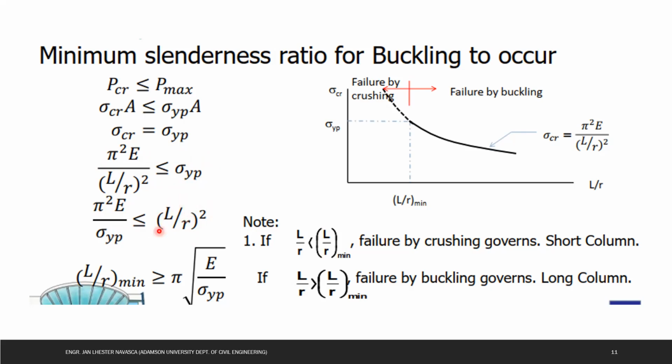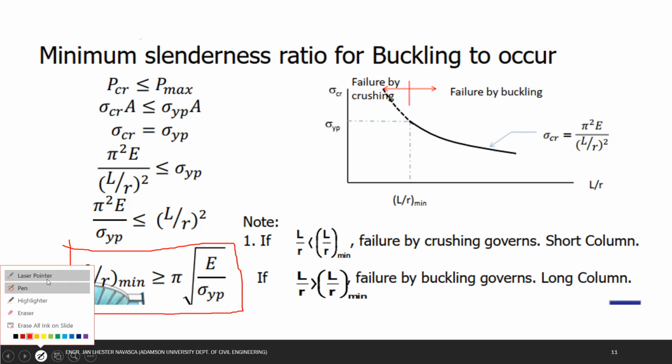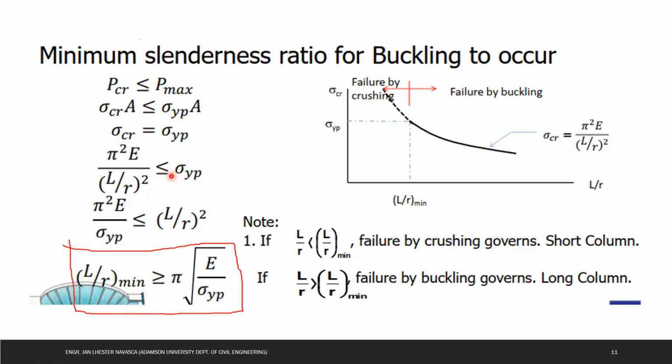Okay, we call this, if we let the critical buckling stress sigma CR be sigma YP, which is the yield point or the yield strength of our material, this is what we call the minimum slenderness ratio. So this is the formula for the minimum slenderness ratio. Basically, you just use sigma YP to be your critical buckling stress. Okay, so that is this one.